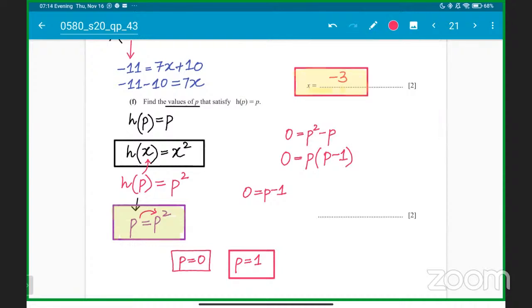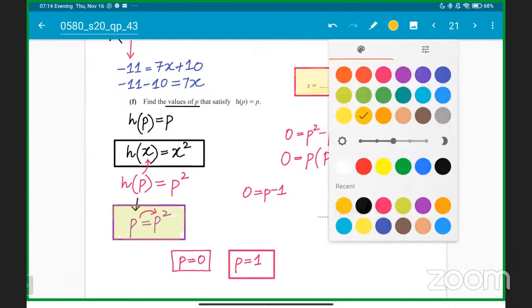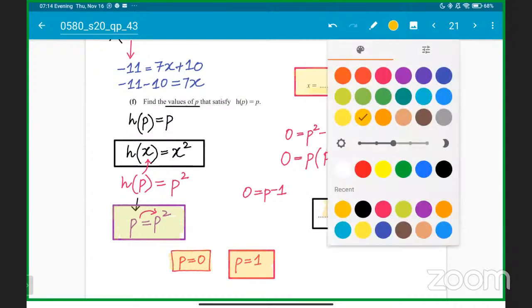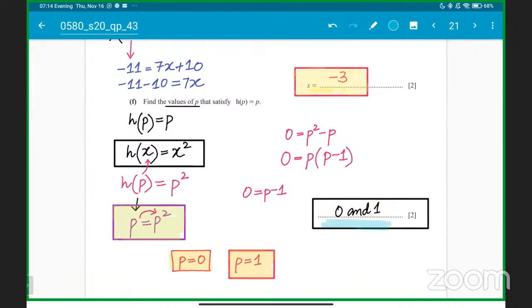These are the two answers. Make sure you write it down: 0 and 1 are the P values. If there is any problem or any questions, anyone? Got it, guys? 0 and 1 are the values. Okay, let's do another question, which will make it easier to understand.